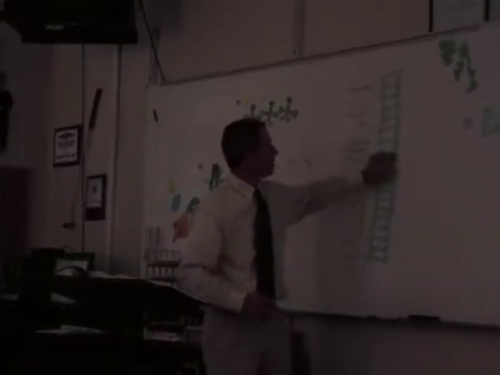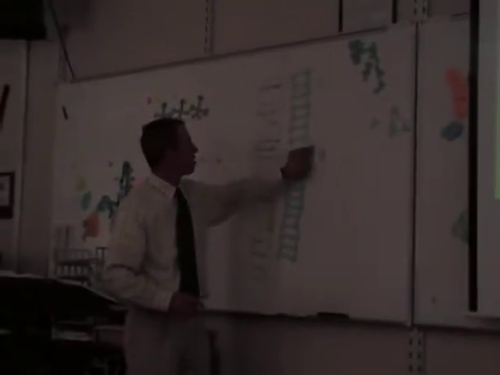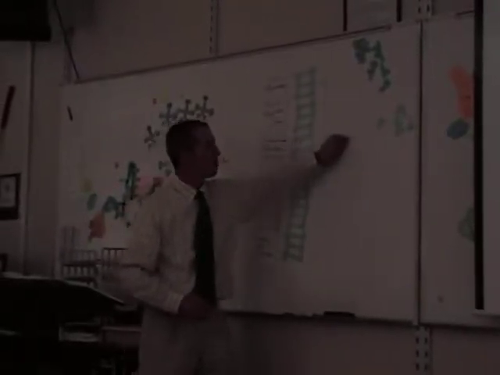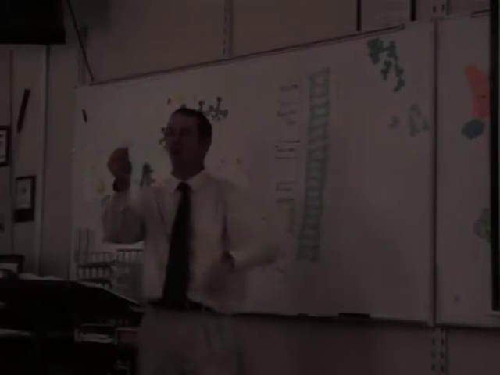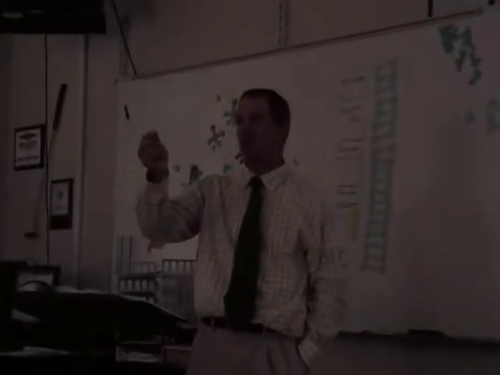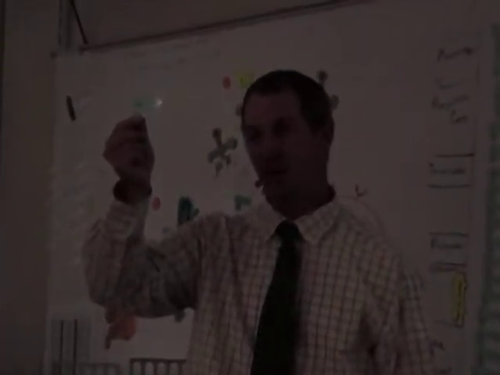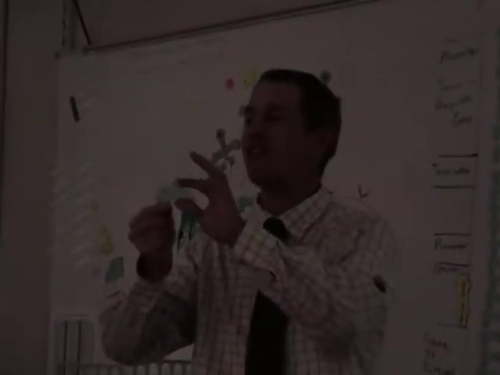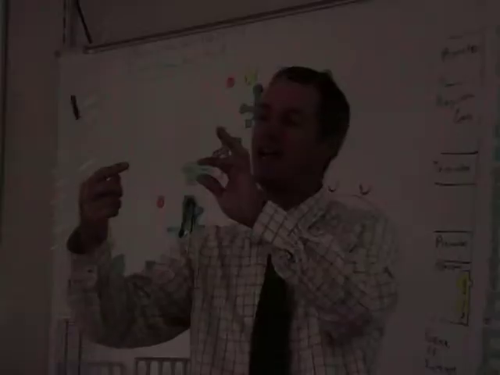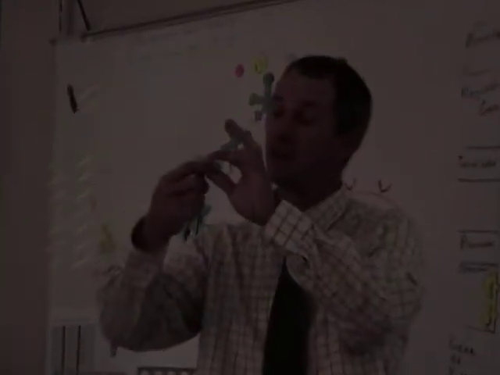DNA has a double helical structure. It's made up of small individual units. What do we call a single individual unit? A nucleotide. A nucleotide has 3 parts: the phosphate group, sugar, and nitrogen base. Sugar, phosphate, nitrogen base. Very good.